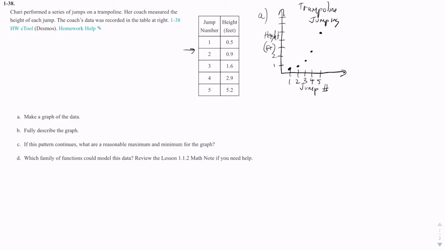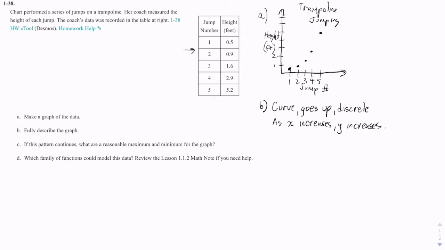Okay, so that's A. For B, it says fully describe the graph. Okay, I would say it's a curve, right? It goes up, right? I would also say it's discrete, right? It means it's not continuous, meaning I'm not going to connect the points. You could say as X increases, Y increases, or better yet, I would say as jump number increases, height increases, but something along those lines.